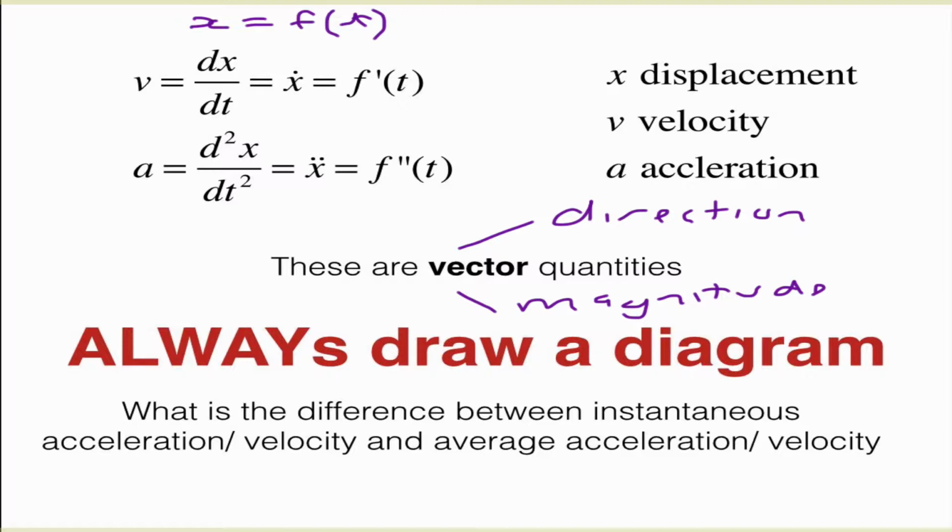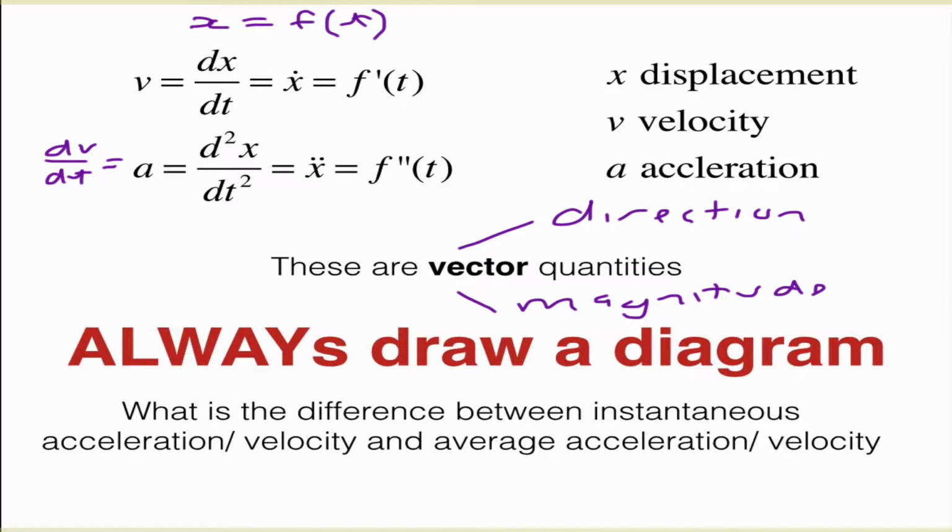The first is velocity, which is the rate of change of displacement over time, or dx/dt, otherwise called x dot, or f dash t, or sometimes x dash. Acceleration then is the rate of change of velocity. So the one I haven't written on here is acceleration, which is dv/dt, the rate of change of velocity, which is also the second derivative of displacement, written as x double dash or f double dash.